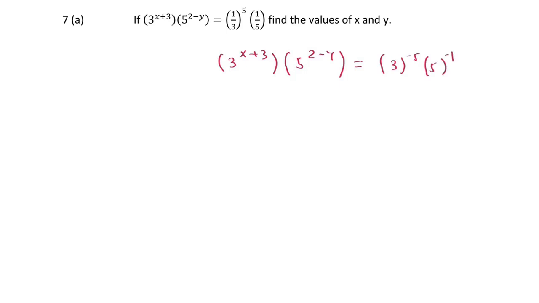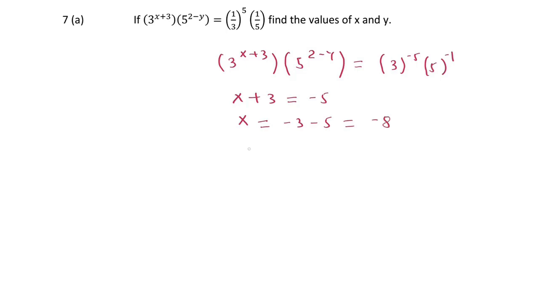Okay, so now we are going to compare the exponents for each of the numbers with a similar base. Then we are having x plus 3 equals negative 5. This is for the base 3, of which when we collect the constant terms, we are going to have x equals negative 3 minus 5, of which, solving this, we are having negative 8.